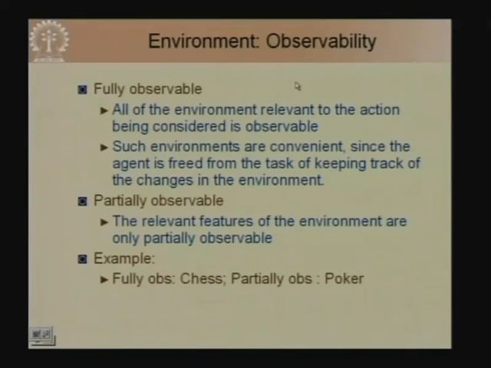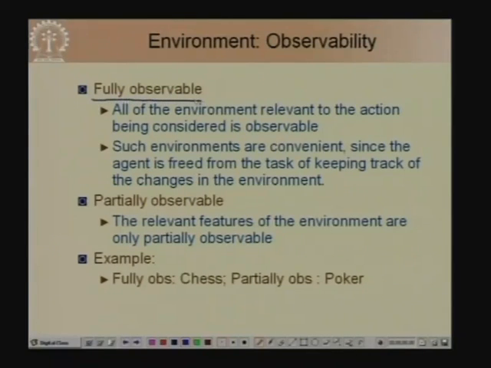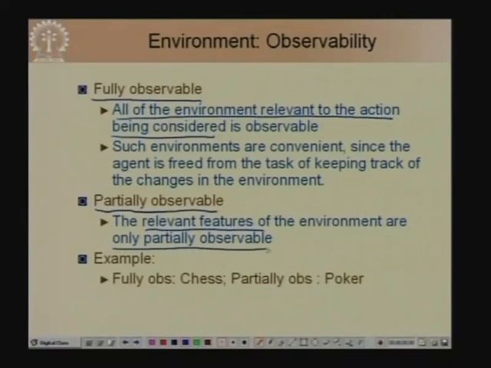Now, environments can be divided into two types based on the observability of the environment. An environment may be fully observable or it may be partially observable. If the environment is fully observable, all of the environment which is relevant to the action being considered is observable. On the other hand, in the case of partially observable environments, the relevant features of the environment are only partially observable.